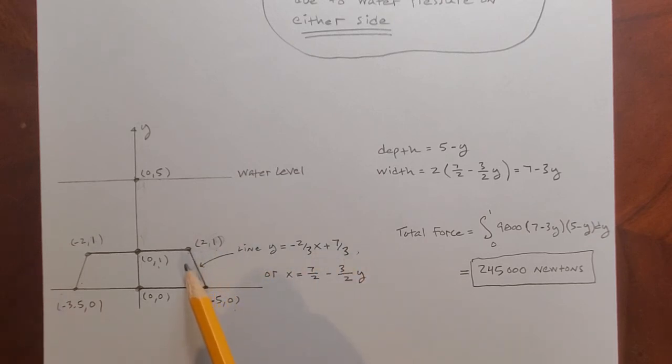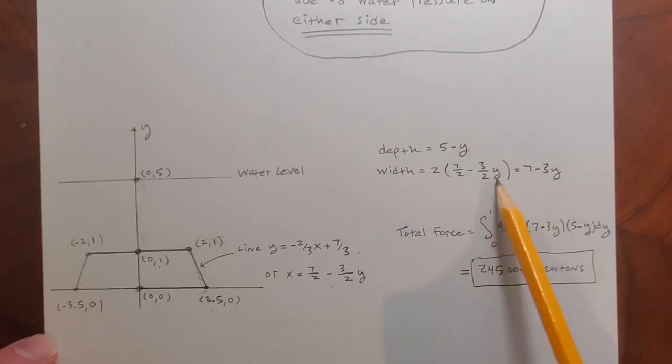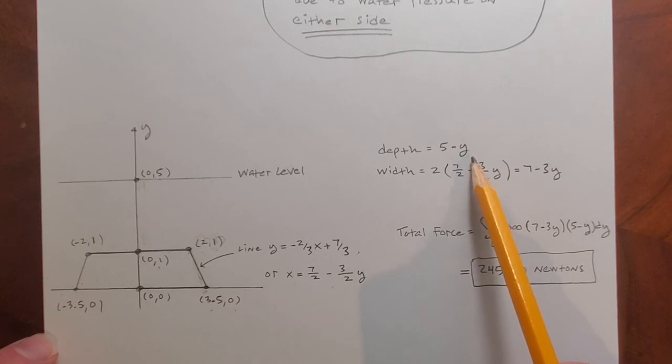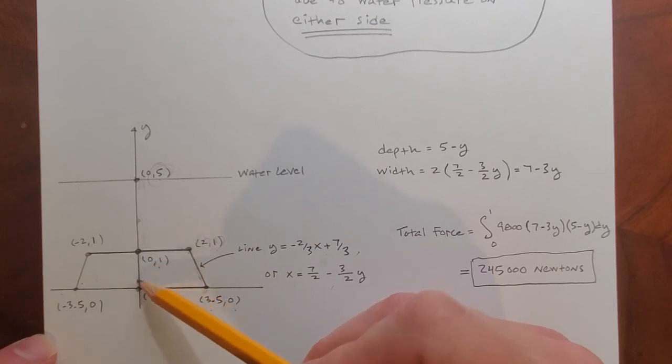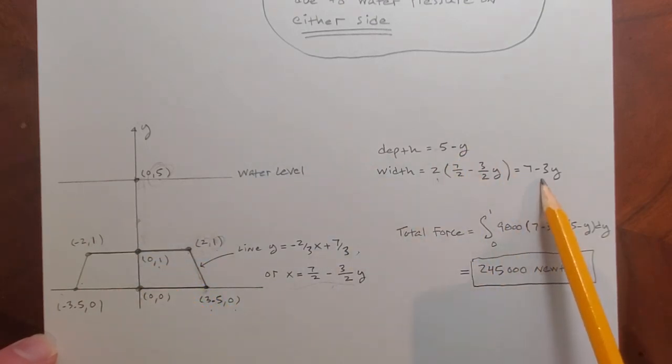But like I've said before with the other problems, the width is based on the x coordinate, right? Like if you were to double the x coordinate at any point, you'd get the width. So I take this line, which is accurate right there. That equation is accurate for this line. I solve it for x. And then I double it, right? And I get 7 minus 3y. So the depth is 5 minus y. The depth at any point on the y-axis is 5 minus the y-coordinate. All right, and then the width is double this, 7 minus 3y.